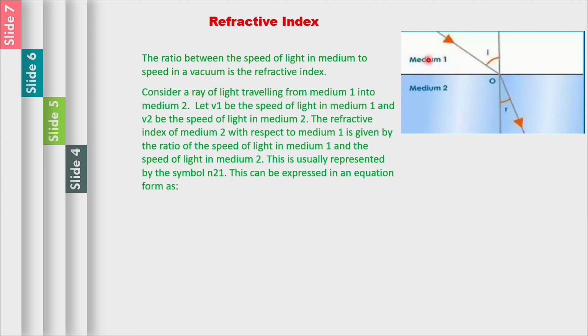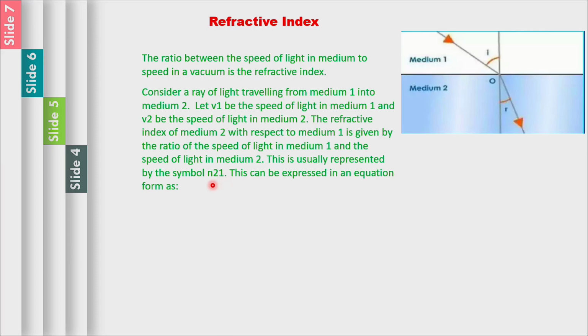So consider a ray of light traveling from medium 1 into medium 2. Let V1 be the speed of the light in medium 1 and V2 the speed of the light in medium 2. The refractive index of medium 2 with respect to medium 1 is given by the ratio of the speed of the light in medium 1 and the speed of the light in medium 2. It is usually represented by the symbol N21.